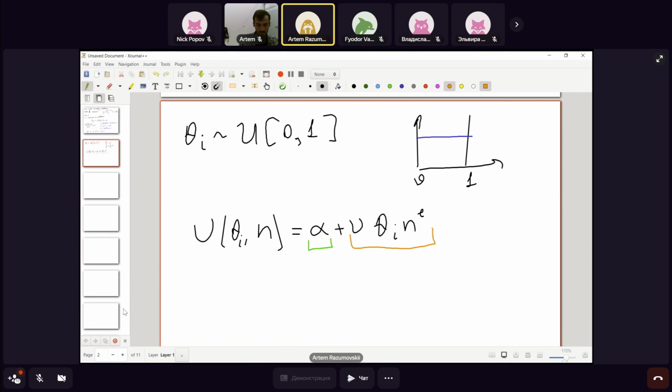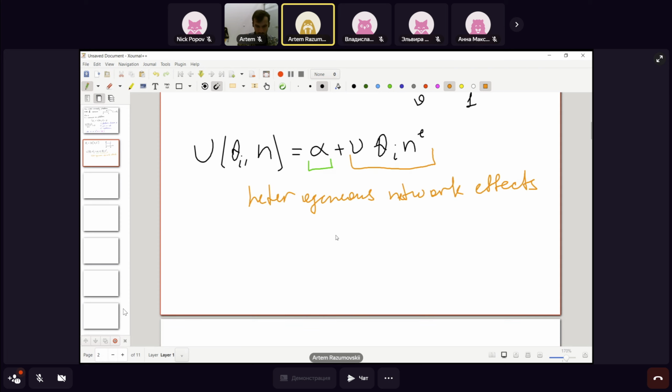And that means that this model will have heterogeneous network effects. Different consumers will receive the same utility alpha from just joining the platform, but when we talk about network effects, this will be different for different agents. So then let me show you another utility.